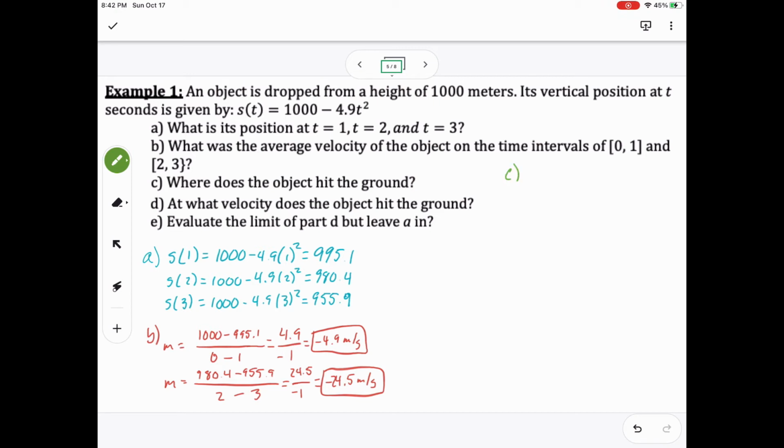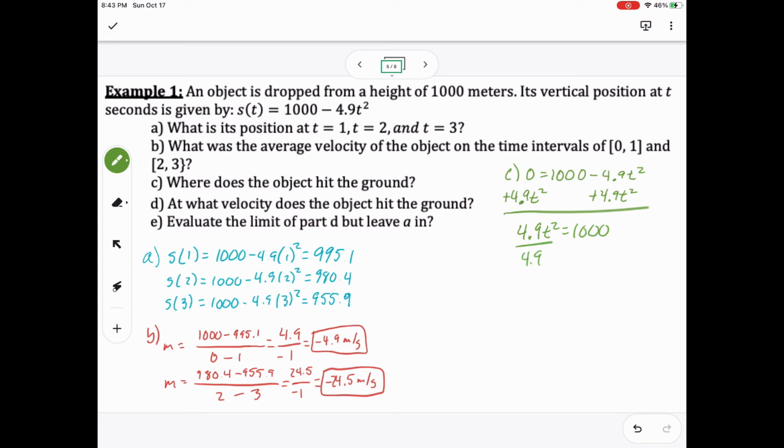So letter C wants to know when our object is going to hit the ground. Now try to keep in mind that I'm not asking about when it's resting on the ground. I'm asking for when it first initially hits the ground, that first impact point, because remember, our function doesn't know about gravity and ricocheting or any of those things right now. So you kind of have to keep those things in mind. So when it hits the ground, your height is 0. So I'm going to set my equation equal to 0, so it allows me to solve.